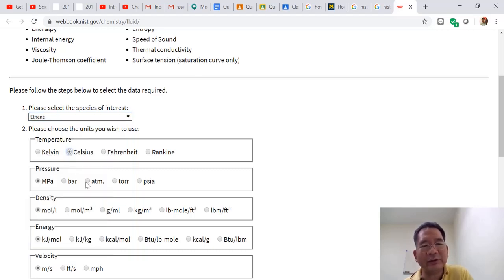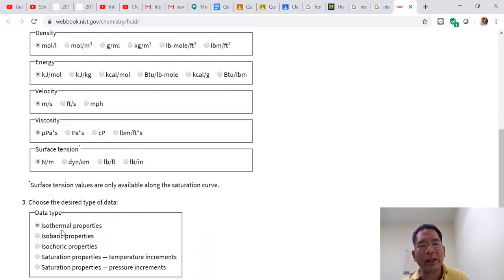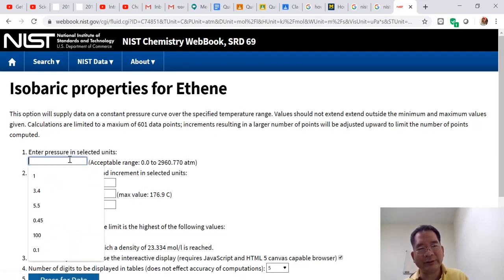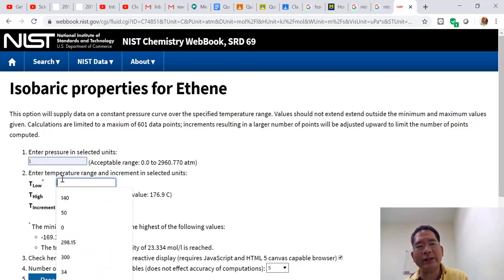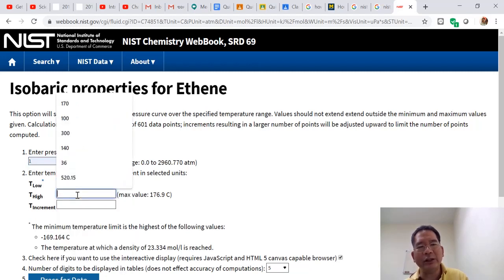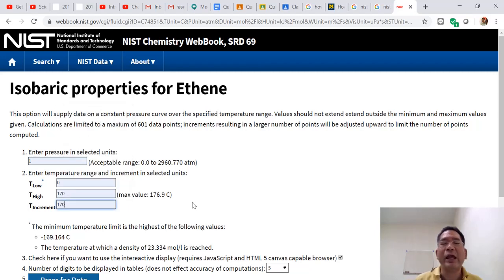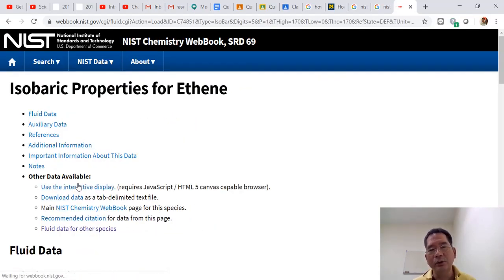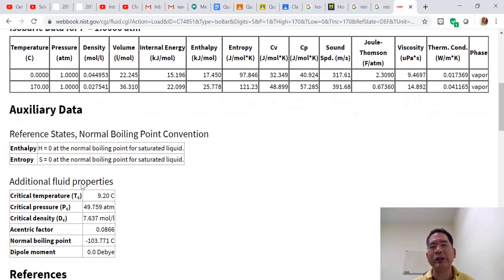We keep the Celsius, we select the Celsius, we select the ATM, we select kilojoule per mole, and then we select isobaric because we know that the pressure is constant at 1 atm. Of course, we put in the pressure of 1 atm. We put in the temperature of 0 degrees. We put in the temperature high of 170. And since we do not want any further information to interfere with us, the increment is 170. And then press for data and look at the data in the HTML table.